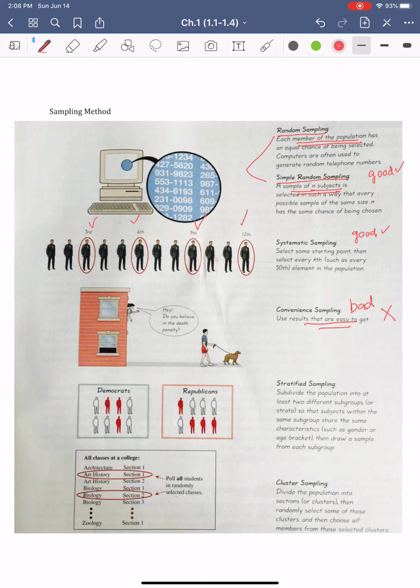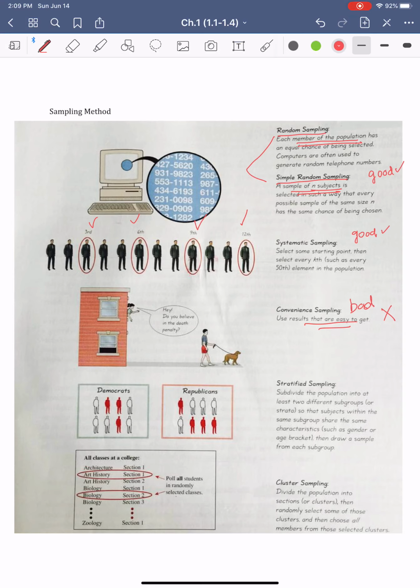So here's what I'm saying. Let's say you want to know how many hours students study. So you go to a library, wait outside, and then pick the first 10 people that get out of the library and then ask them how many hours during the week they spend studying. So that's a bad sampling.